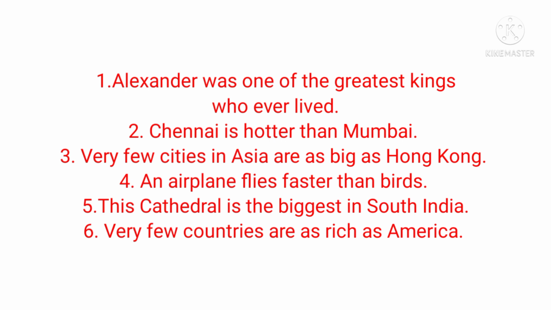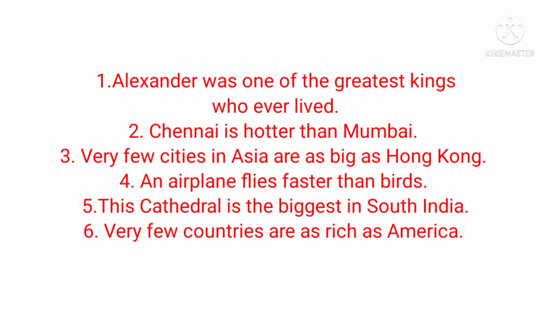Now look at these examples. First one, Alexander was one of the greatest kings who ever lived. In this sentence, the superlative degree of the adjective is used, that is the greatest. Okay. Then Chennai is hotter than Mumbai. In this sentence, two things are being compared, that is Chennai and Mumbai, and the comparative degree of the adjective is hotter.